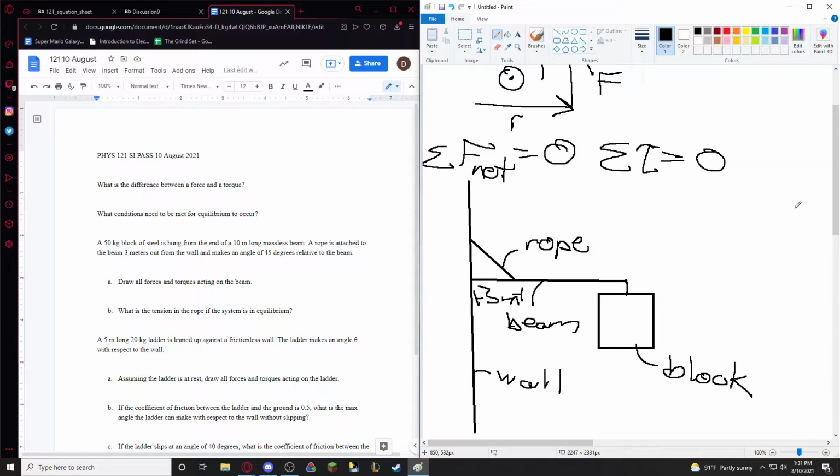Let's take 10 minutes, then we'll go over this. Alright, so we're trying to find all the forces and what's the tension. Yeah. Our goal is to find the tension in the rope here.